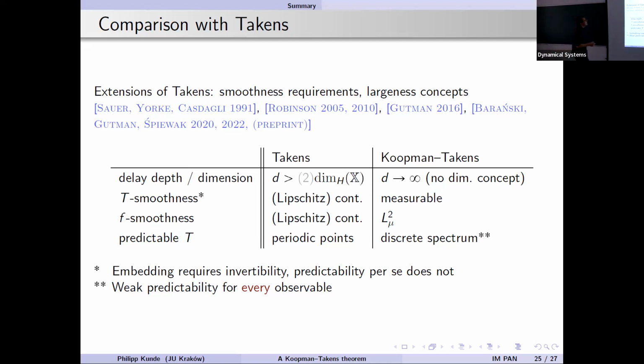Of course, Takens' result and its generalizations give you that, if your delay depth is sufficiently large, dependent on some quantities like dimension, there are different dimension concepts and different statements in that direction, but in general it would be good enough to find a sufficiently large but still finite d. Then Takens' theorem would give you the embedding statement. While in our case, we don't have any dimension concept, but anyway, we always have to choose this delay depth.